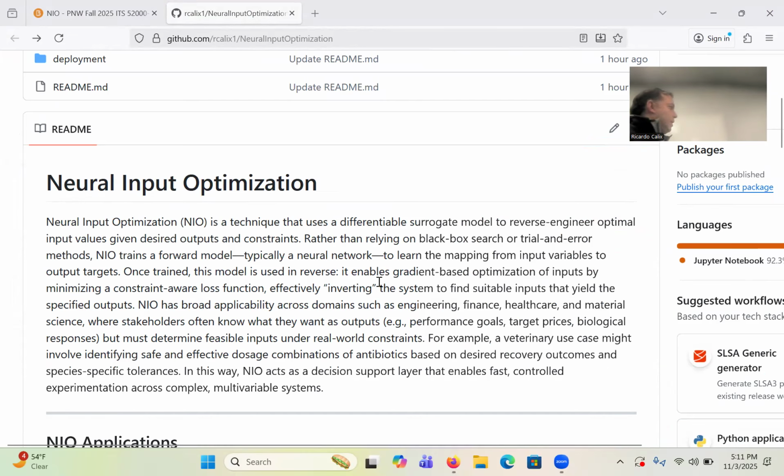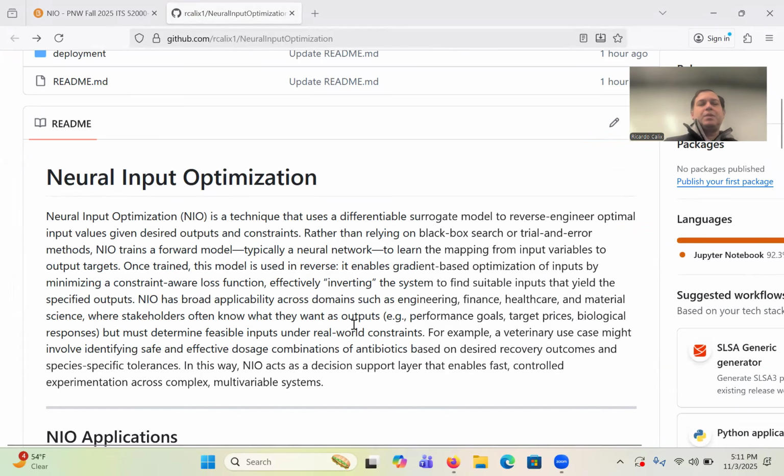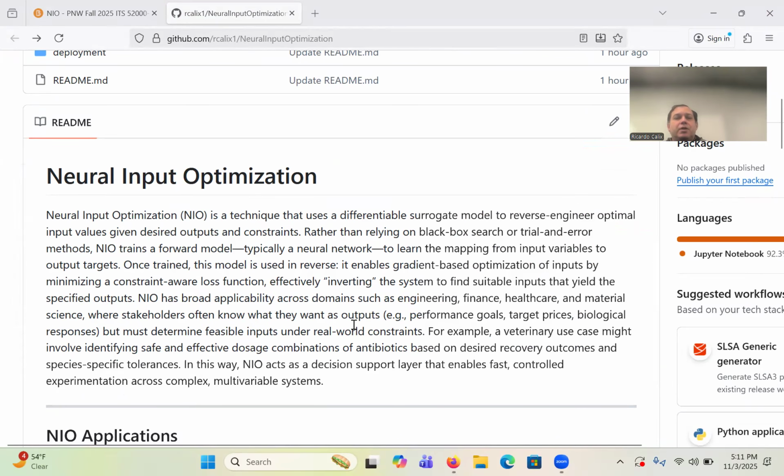All right, so neural input optimization, NIO, is a technique that uses a differentiable surrogate model to reverse engineer optimal input values given desired outputs and constraints.